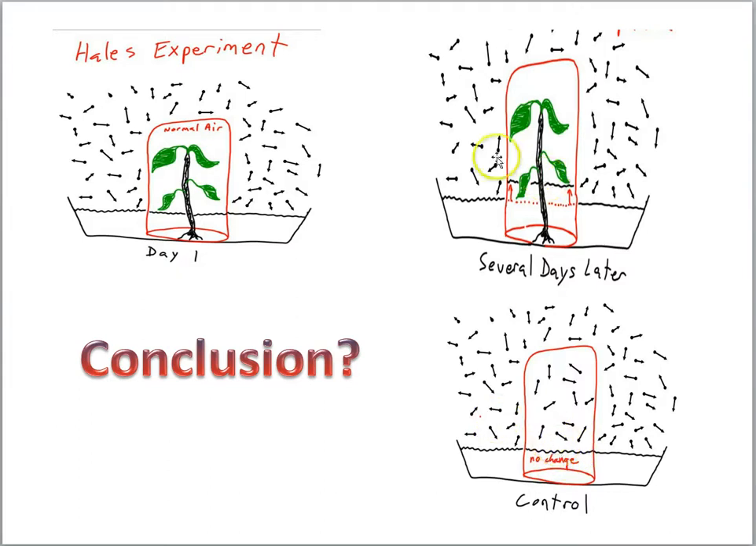So if the rise in this water level were due to an outside air pressure increase, well, then the control chamber should have seen the same rise in water level. But the control condition had no change in the water level, suggesting that the outside air pressure did not change. Therefore, that leaves us with a change in the inside air pressure. And the suggestion here for Hales was that the inside air pressure was decreased because the plant was absorbing something from the air.